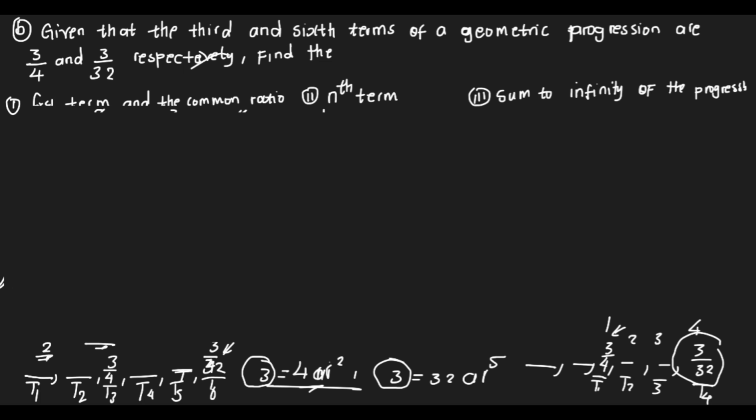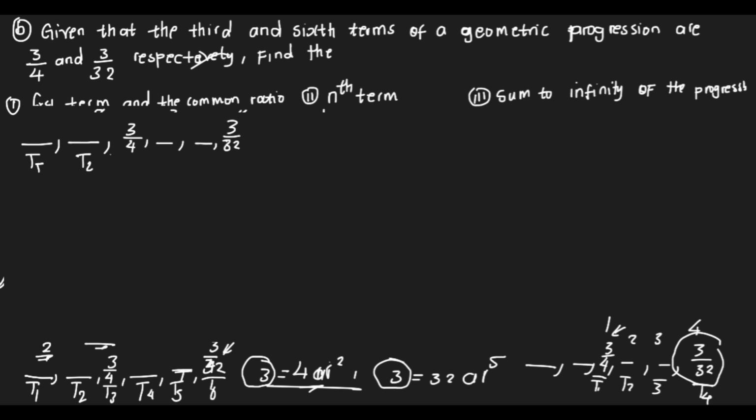So we have the common ratio. We can now proceed by finding the first term. Since we have the common ratio, how can we find the first term and the other terms? We can use 3 over 4 to find the second term, then to find the first term also.